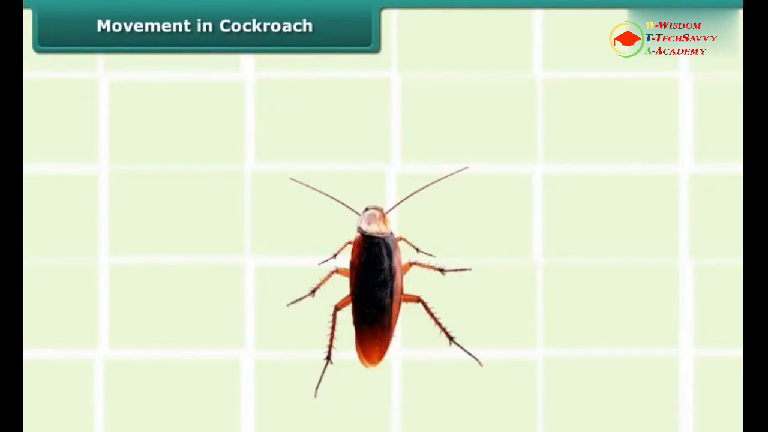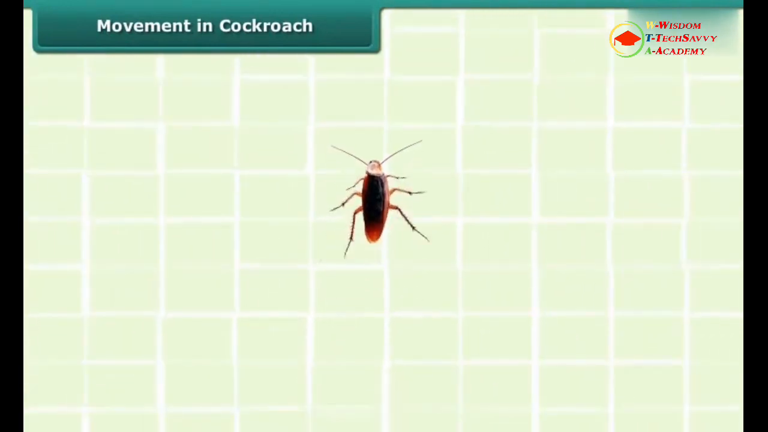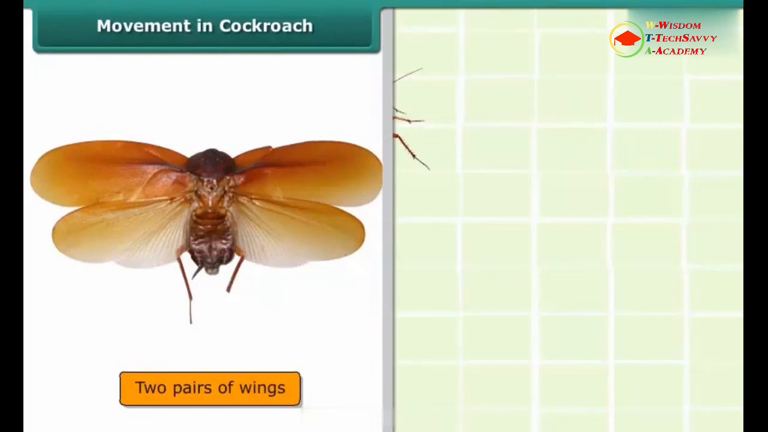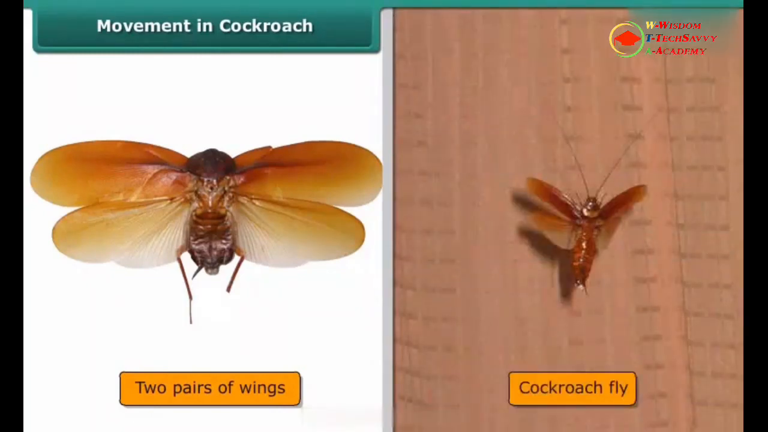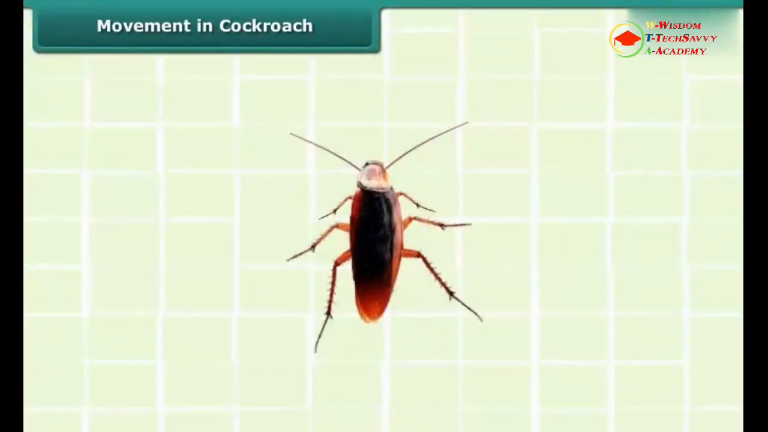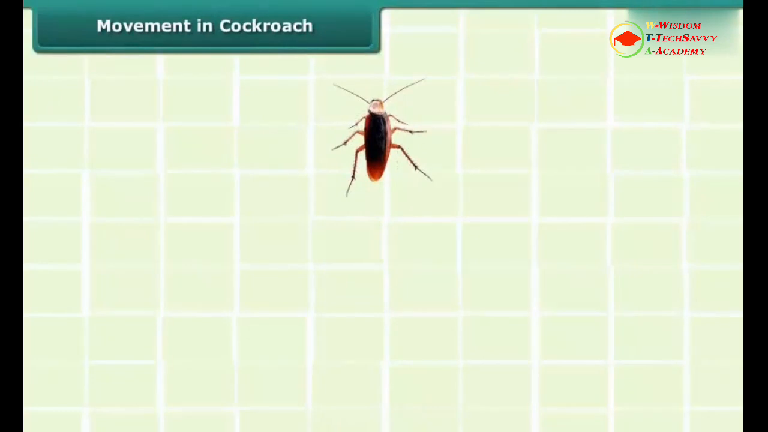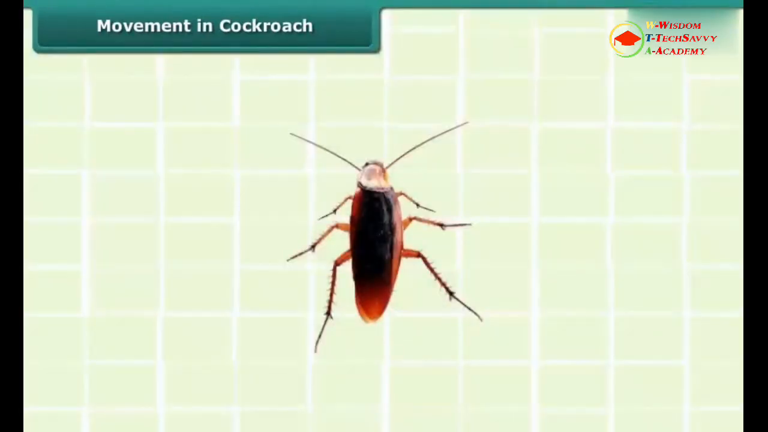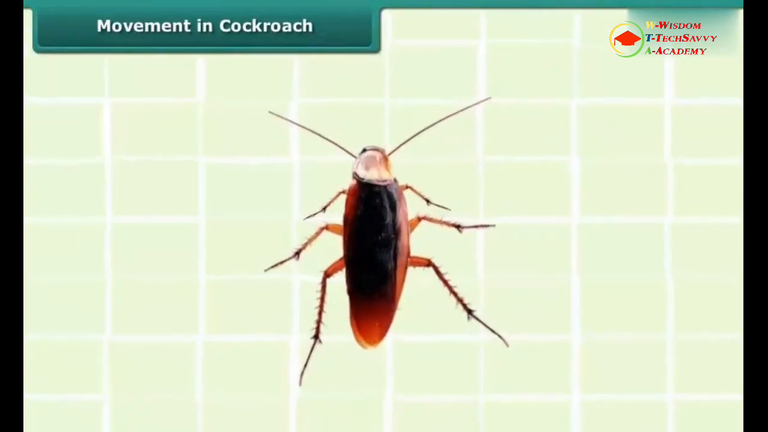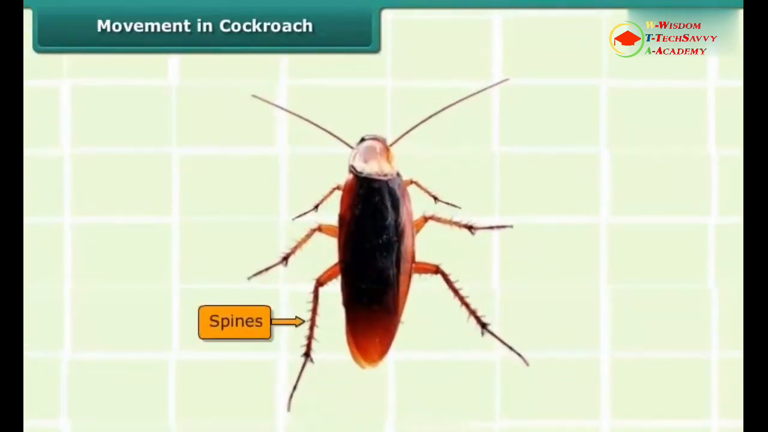Movement in cockroach. The cockroach has 3 pairs of legs that help it to walk and 2 pairs of wings that help it to fly. A cockroach moves its legs with the help of muscles near the limbs. It uses its breast muscles to move its wings and fly. A cockroach can walk, fly and even climb. A cockroach can move in different terrains like sand and wire meshes because of the spines on its legs.